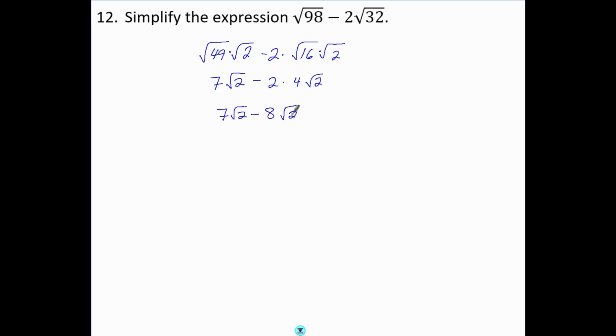And what I notice here at the end is that I have 7 square root of 2 minus 8 square root of 2. So this is pretty much like a few problems ago, where I had 7u minus 8u. Well, I could subtract those because they have like radical expressions. We didn't see that they had like radical expressions at first, but after simplifying a bit, we do see it. So 7 square root of 2 minus 8 square root of 2 is going to get us negative square root of 2. And that's going to be our final answer on this question.